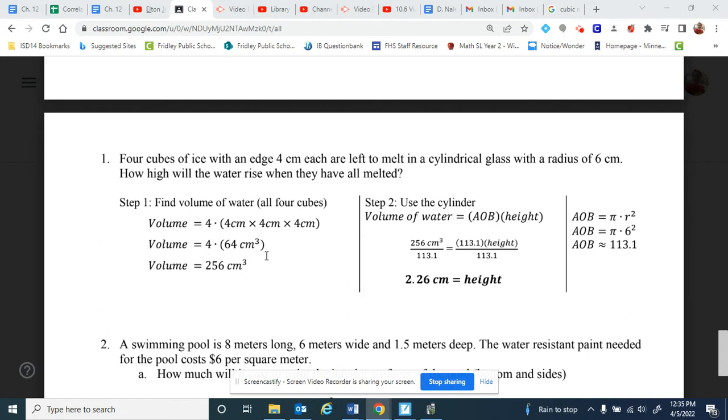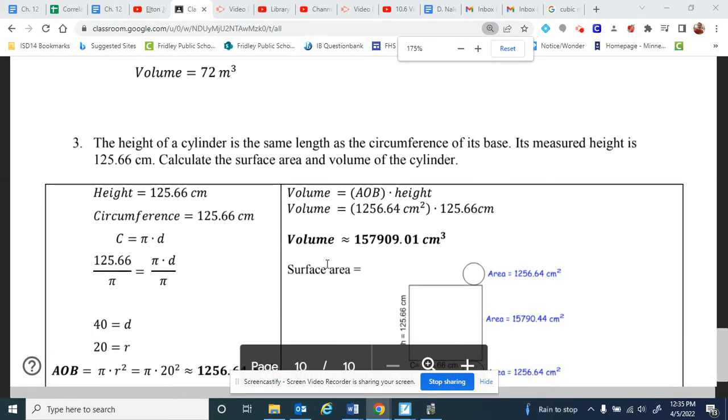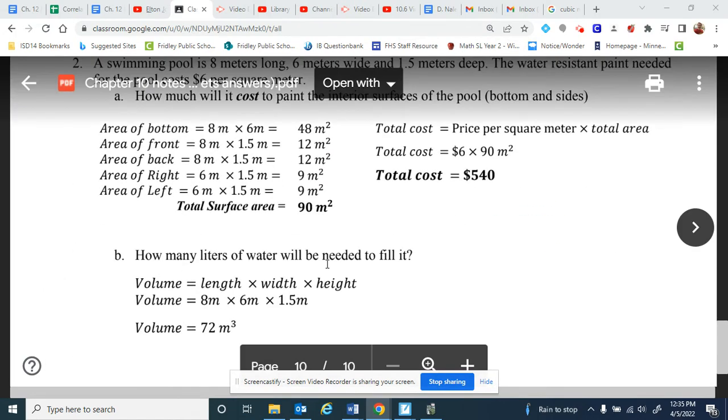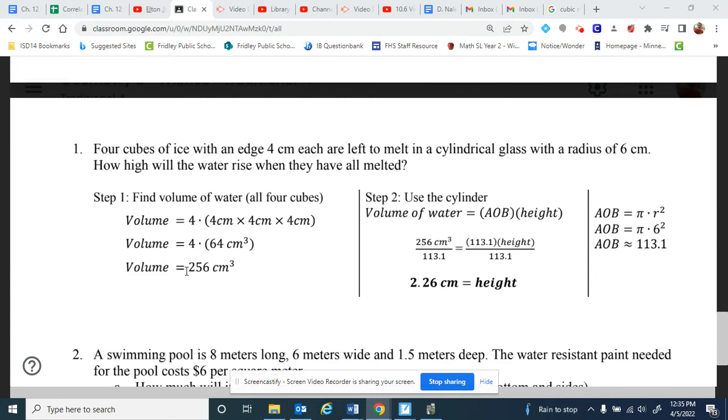And then what we want to do is find the 4 ice cubes together. So what we're going to do is multiply that by 4, and we end up with 256. So that's the volume of our total water, our 4 cubes, 256 centimeters cubed. Now we want to see how the 256 centimeters cubed will look inside of our cylindrical glass.